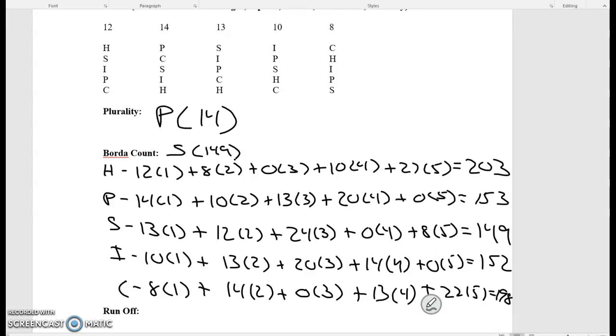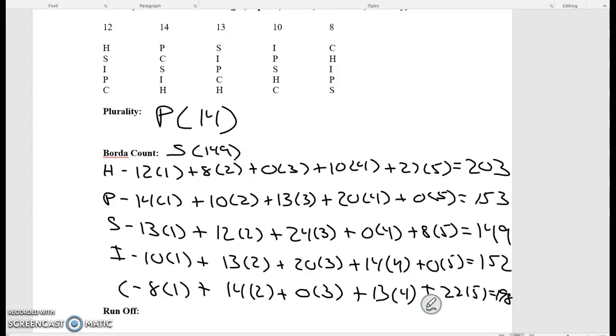You can also count down. 8 and 10 is 18, and 12 is 30. 30 and 13 is 43, and 14 is 57. 0 and 13 is 13. 13 and 24 is 37, and 20 is 57, and 0 is 57. So you can count straight up and down. Make sure you have 57 first, second, third, fourth, and fifth place votes. You can also go across.